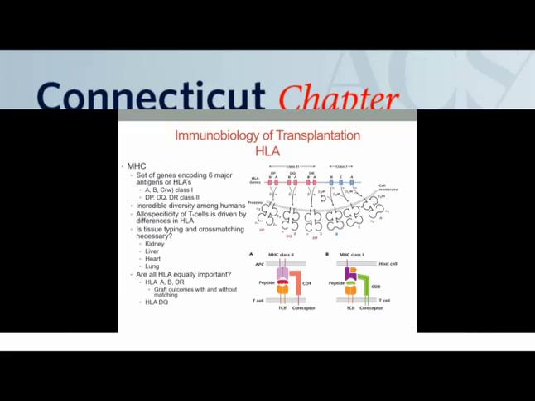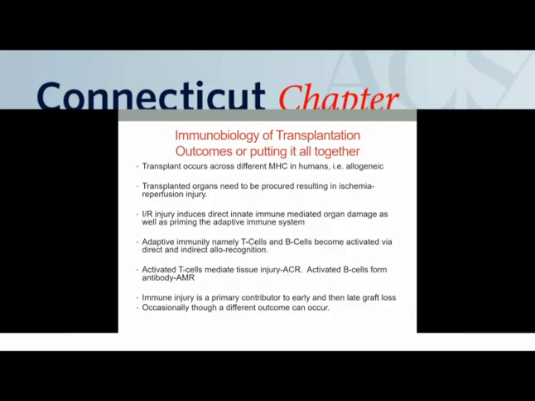All right, okay, and then class 1 MHC is associated with CD8 cells, class 2 is associated with CD4. And class 1 is expressed universally. Class 2 is expressed primarily on antigen-presenting cells, such as B cells or macrophages or professional antigen-presenting cells, and can be induced. So, okay, putting it all together, transplant occurs across different major histocompatibility complexes in humans, i.e. allogeneic transplantation.